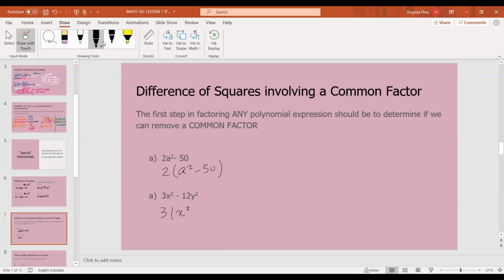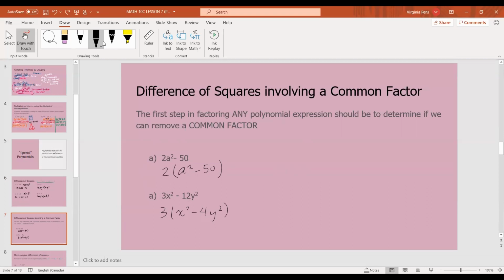We're left with x squared minus 4y squared. Don't forget the y squared. Can we factor this any further? Well, actually, we can, because this is a difference of squares. You see this minus sign, you see this square, you see this square. We can definitely take these out.